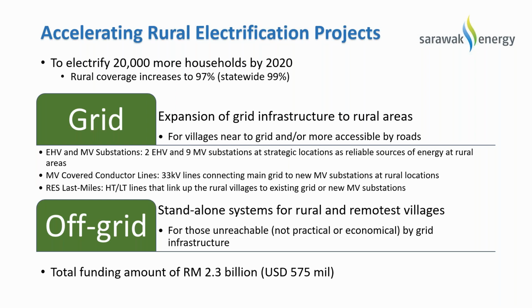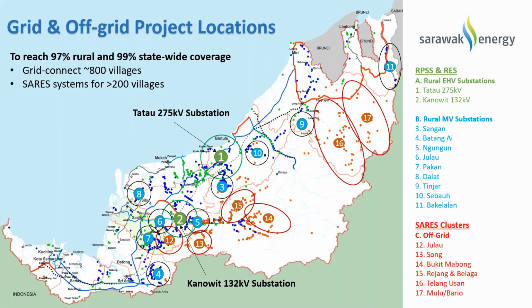On the other half of the equation, we also consider off-grid solutions, especially for the rural and the most remote villages in Sarawak. So these are the villages that are unreachable by the existing grid. The state government of Sarawak has recently allocated a large amount of resources to us, to Sarawak Energy, in an amount of 2.3 billion ringgit, equivalent to 575 million USD, to implement both these projects.